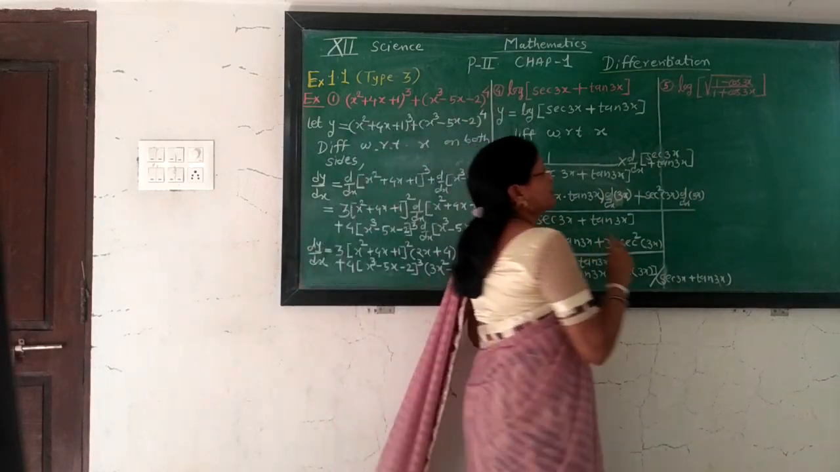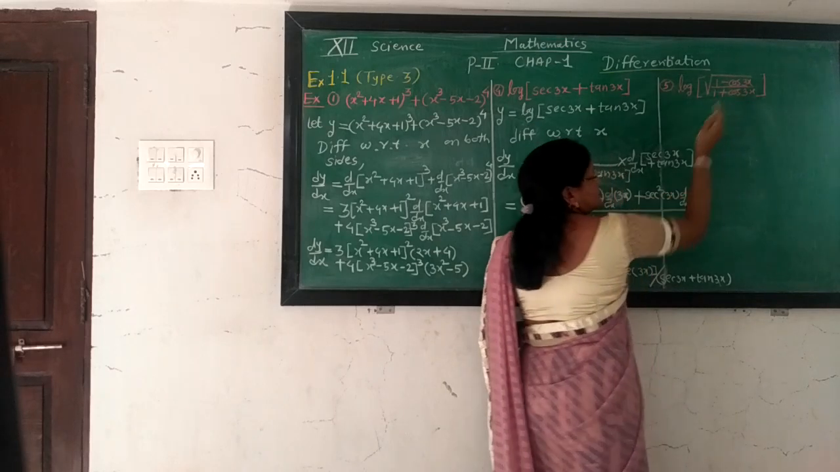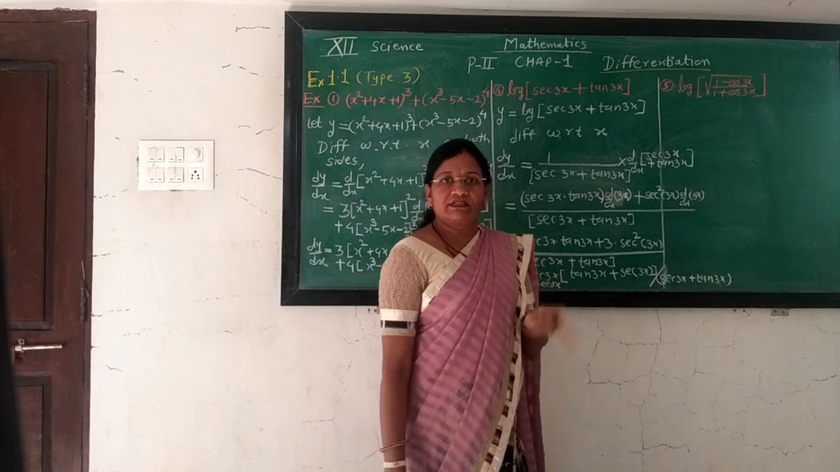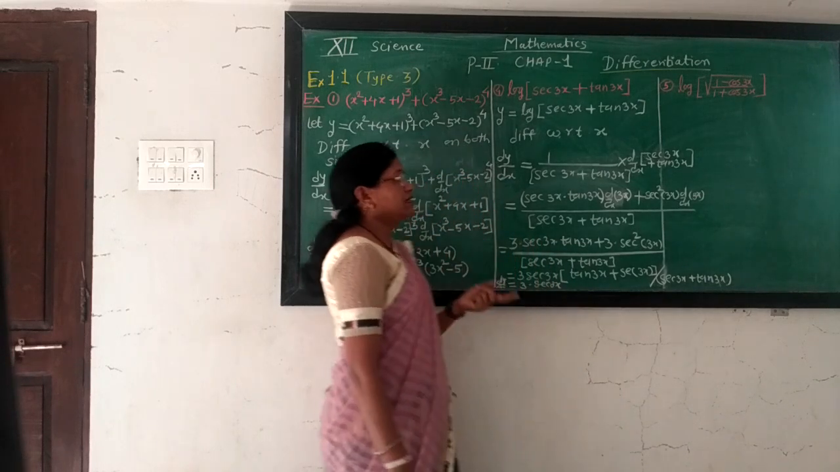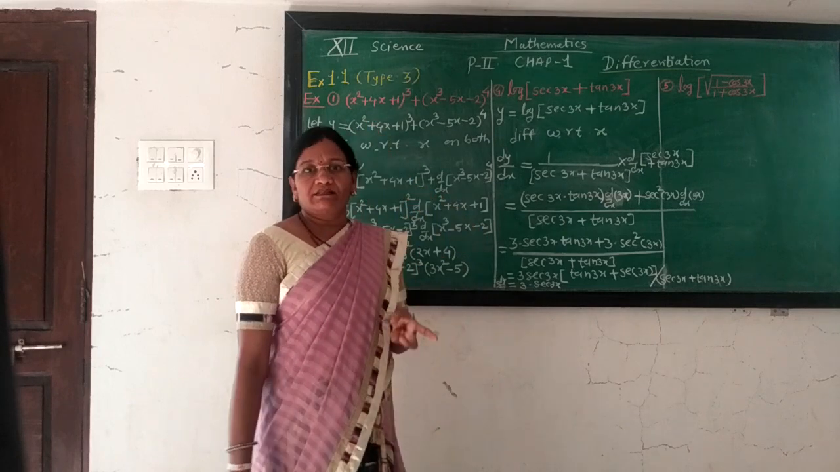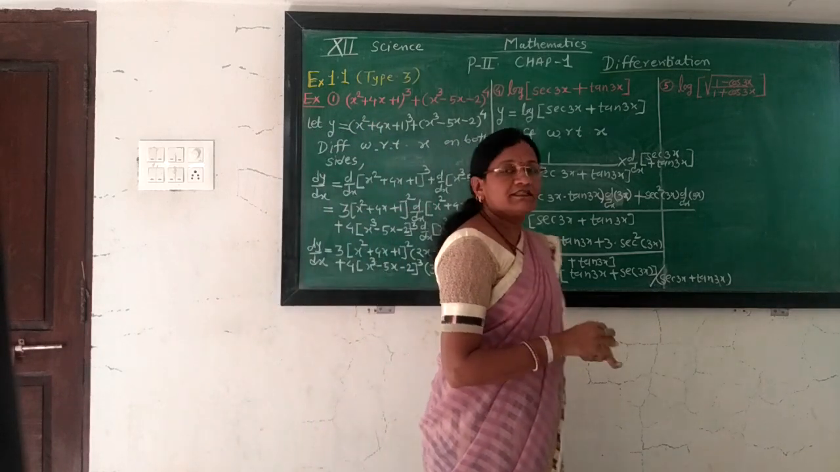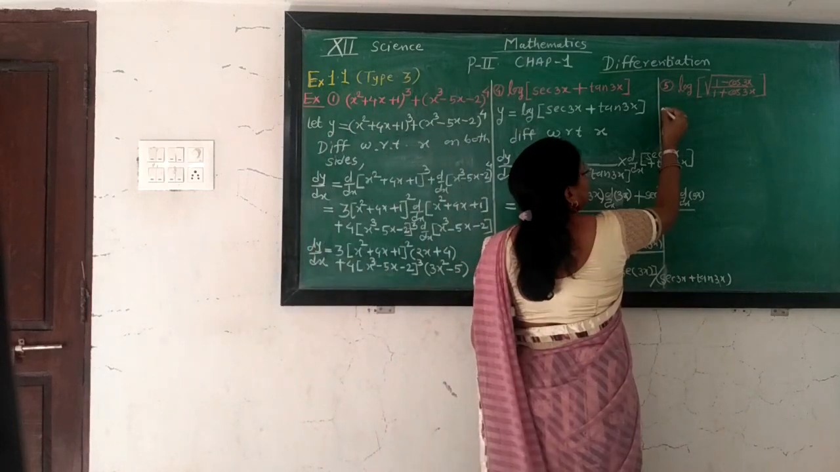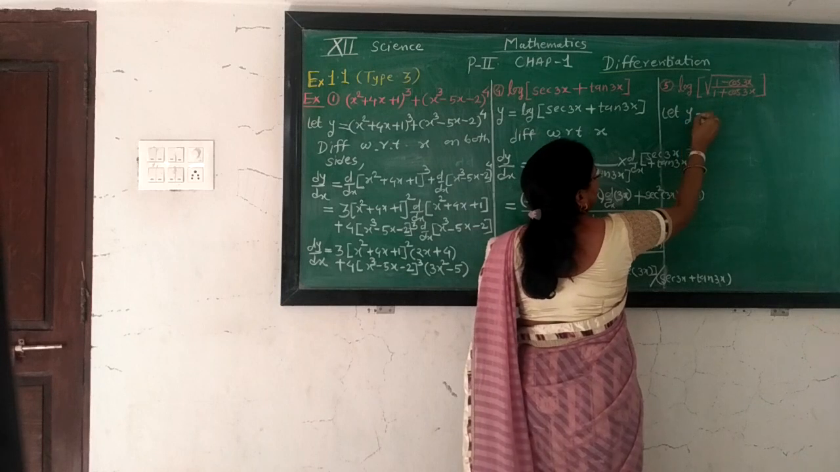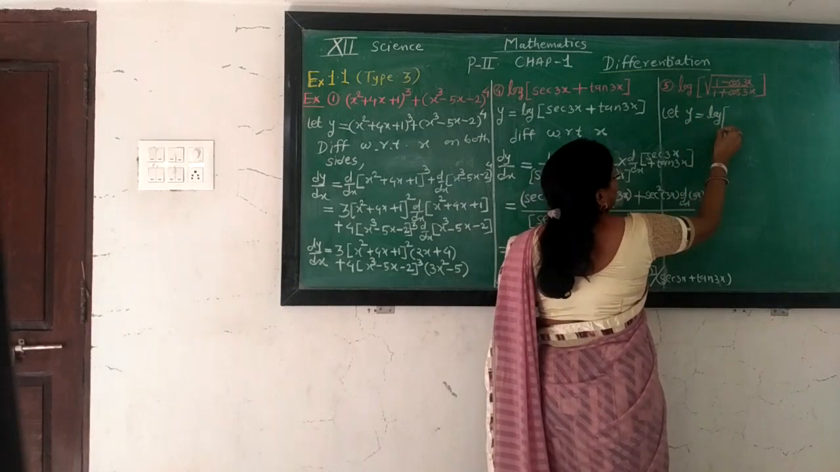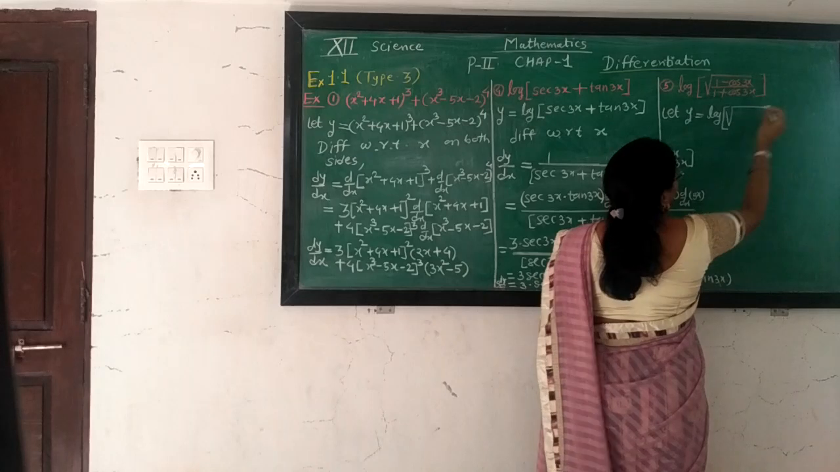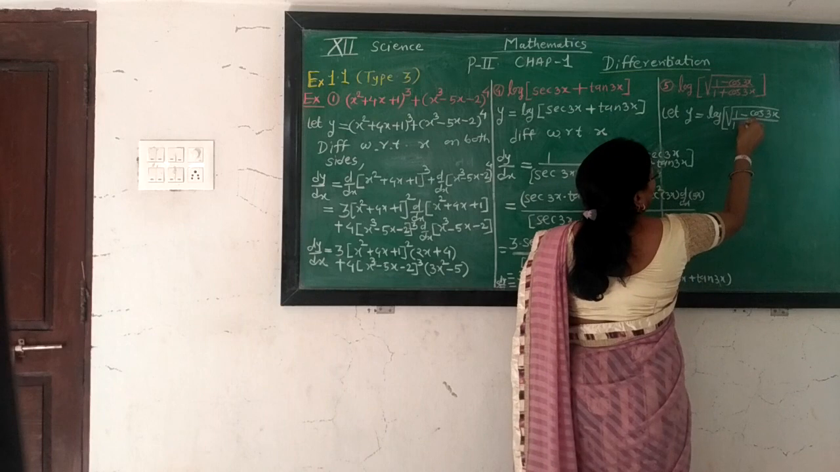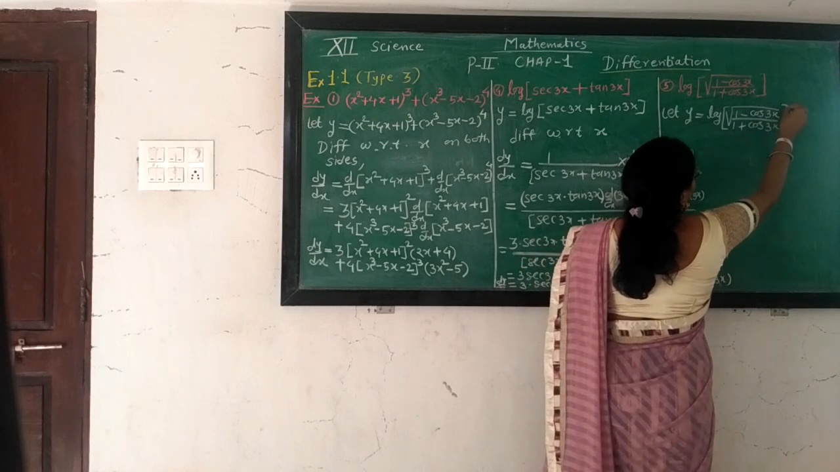For this case, we can use trigonometric identities for 1 minus cos 3x and 1 plus cos 3x. Using the half angle formula, 1 minus cos 3x is nothing but 2 times sin square 3x by 2. So first we take that function as y: y is equal to log of under root of 1 minus cos 3x upon 1 plus cos 3x.